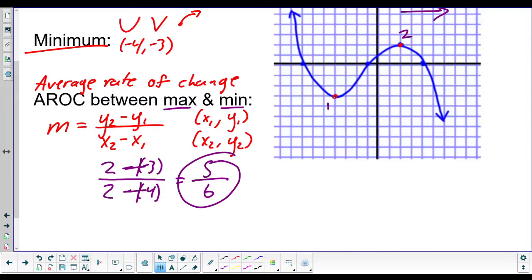That means the slope, if I drew a straight line from these 2 points, the slope of that line is 5 over 6. And that's what the average rate of change means.